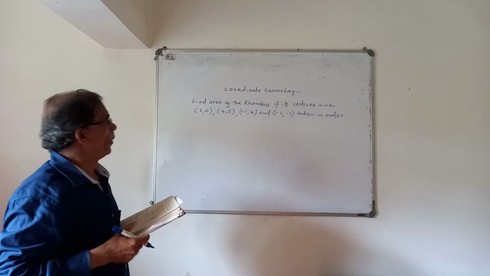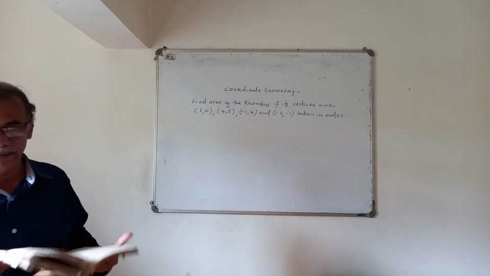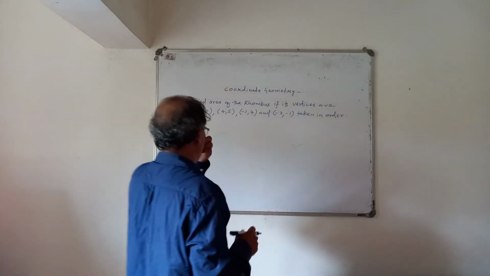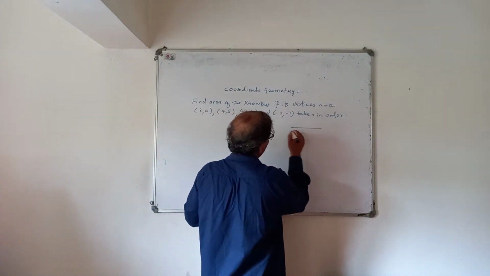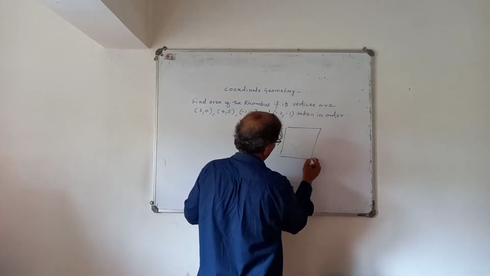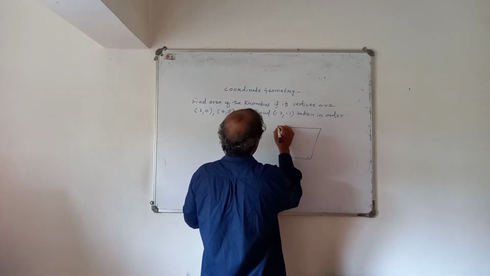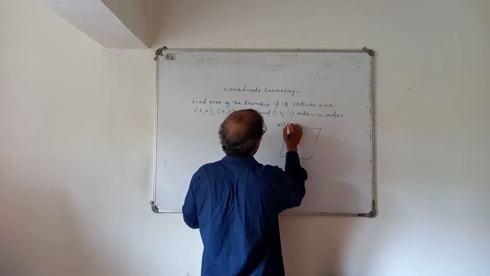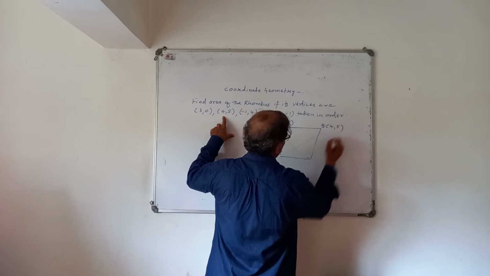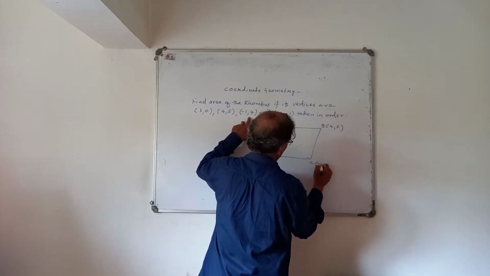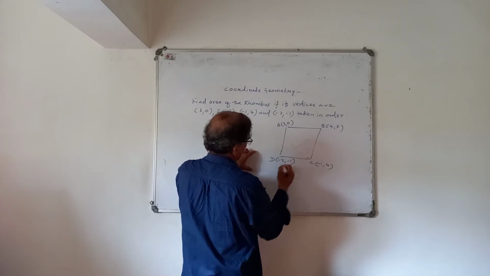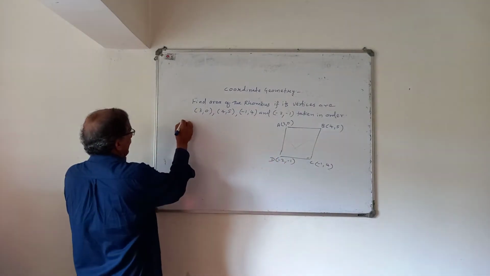Find the area of the rhombus if its vertices are taken in order. Now see, a rhombus is a quadrilateral where all sides are equal but the angle is not 90. So this is the rhombus. So let us name it A (3, 0), B (4, pi), C (-1, 4), and D (-2, -1).